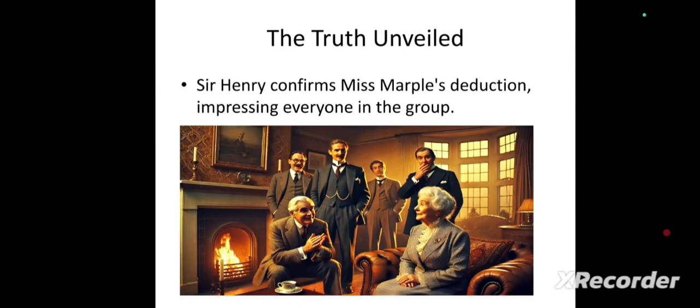The truth unveiled. Sir Henry confirms Miss Marple's deduction, impressing everyone in the group. The maid is on her deathbed, as Mr. Jones left or abandoned her after Mrs. Jones' death. On her deathbed, she confessed that she was the one who poisoned Mrs. Jones.